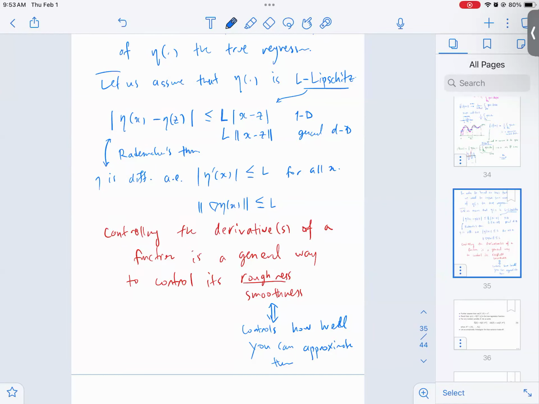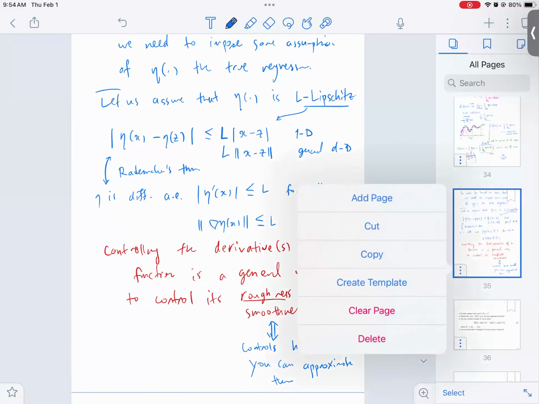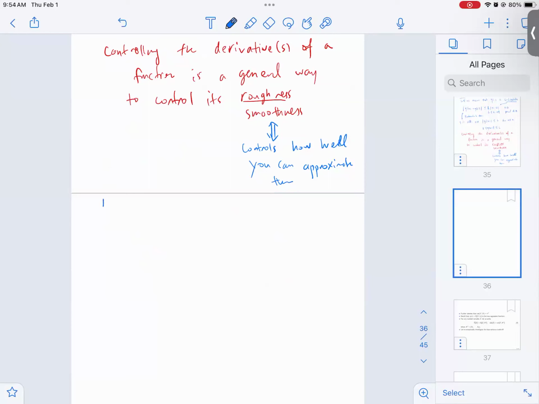So it controls how close the eta values are, assuming how close the inputs are. So if the inputs are close, by a factor of L, the outputs are close. Let's do an example. What's the simplest example in 1D that you can think of of a Lipschitz function? The simplest is constant. The constant function definitely.